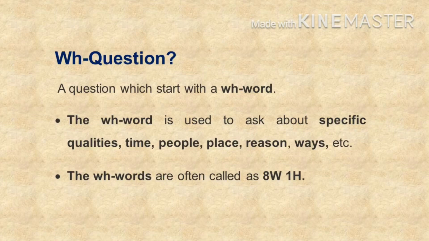A WH question is a question which starts with a WH word. The WH word is used to ask about specific qualities, time, people, place, reason, ways, etc. The WH words are often called 5W1H, so there are 9 WH words to ask in the WH question. So what are the 9 WH words?